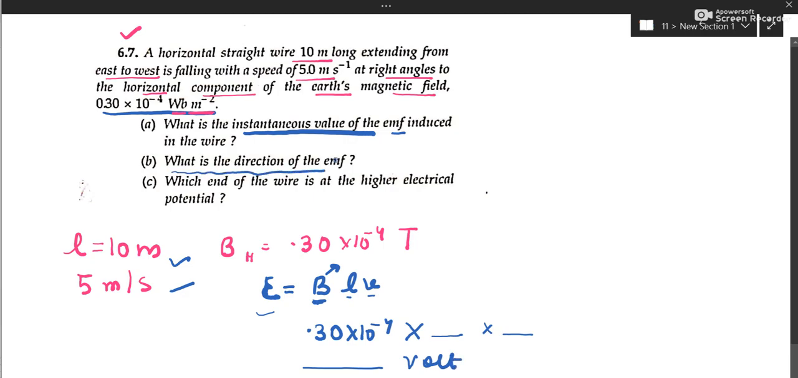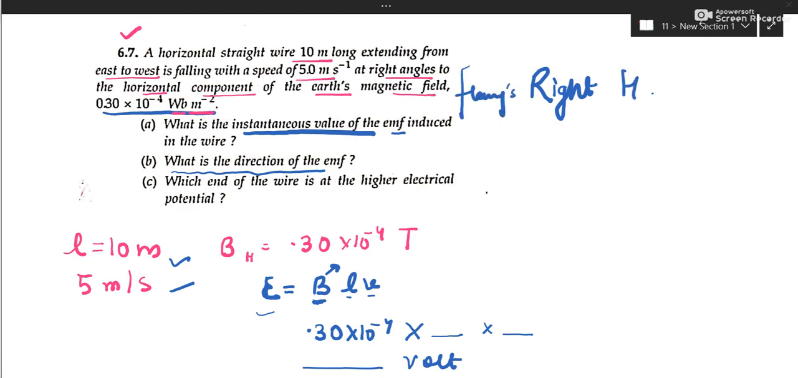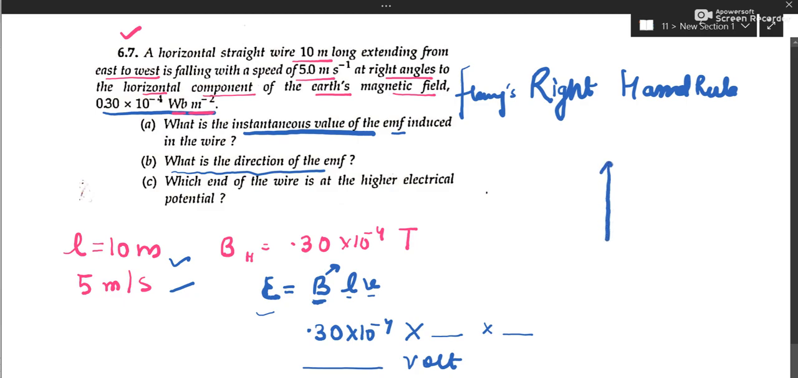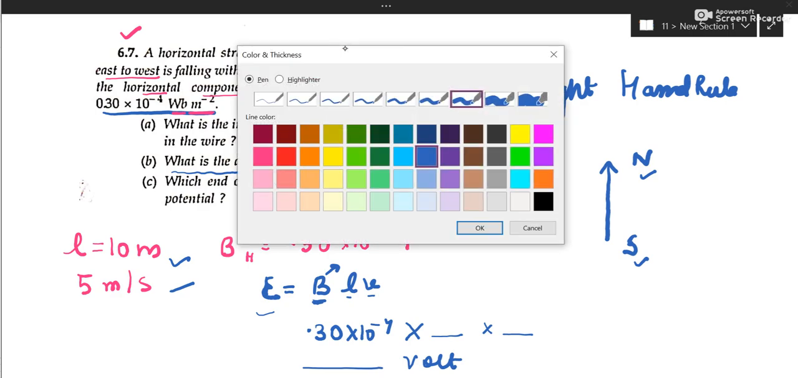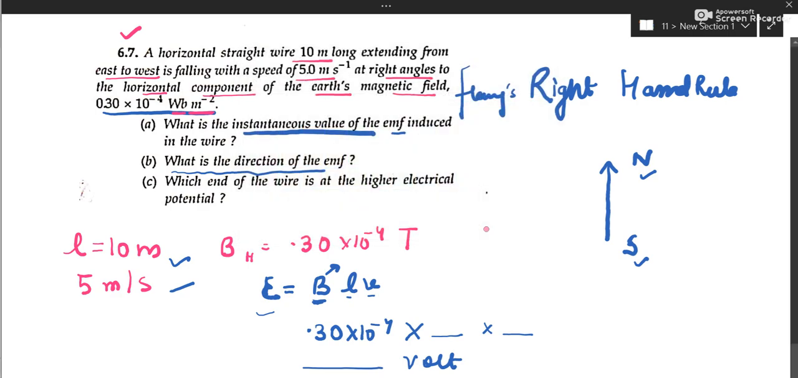Coming to the next. What is the direction of induced EMF? So yes, it is very important. The direction of induced EMF is found by Fleming's right hand rule. So we'll use Fleming's right hand rule. Now I'll explain how to use the rule. See, Earth's magnetic field is south to north. This is Earth's magnetic field, from south to north. Learn the direction. It was explained in magnetism too that Earth's magnetic field is from south to north.